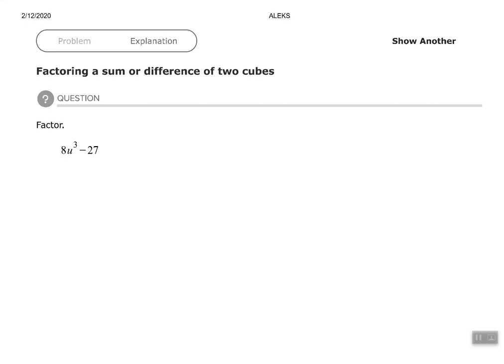In this video, we're going to look at factoring a sum or difference of cubes. So first of all, let's write this formula down that we're going to use. If we have a cubed plus b cubed, and we want to factor that, that would factor out to be a plus b times a squared minus ab plus b squared.